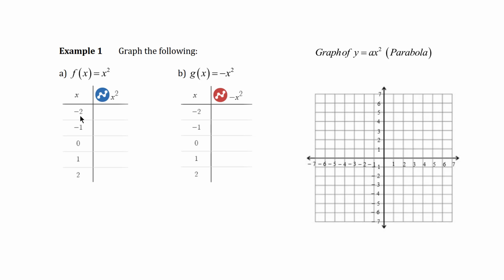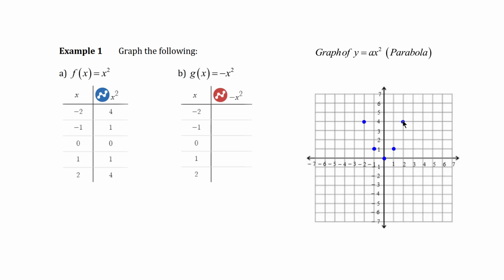So taking -2 and plugging it in for x, we get -2 squared is going to be positive 4. -1 squared will be 1. 0 squared will be 0. 1 squared is 1. And then 2 squared is going to give us 4. Next, we go ahead and plot our points. We have -2, 4 here. We have -1, 1 right here. We have 0, 0 here. We have 1, 1 right here. And our last point, 2, 4 is right here.